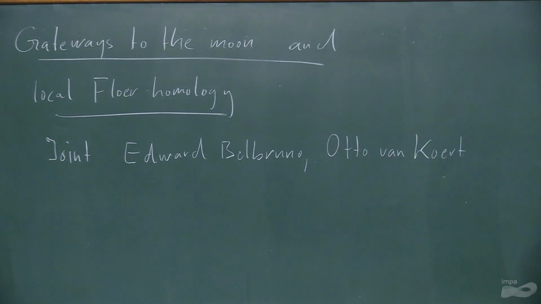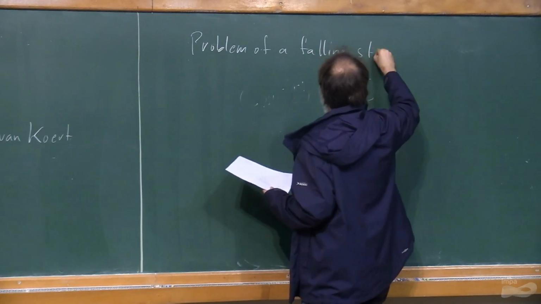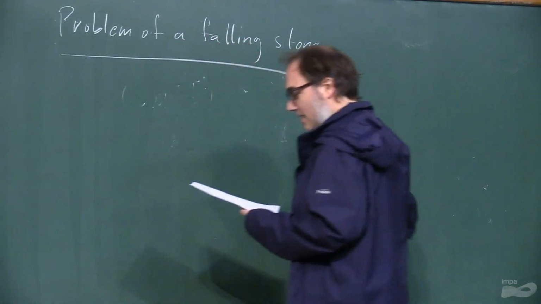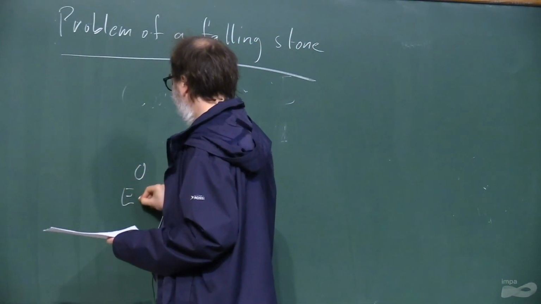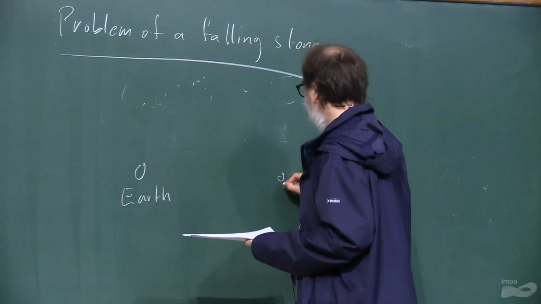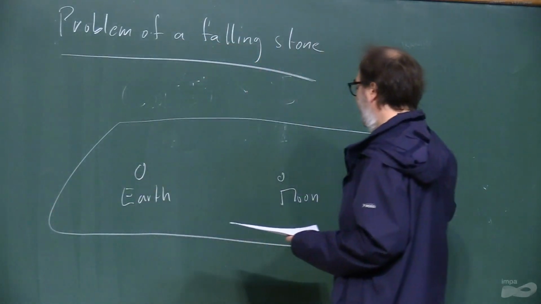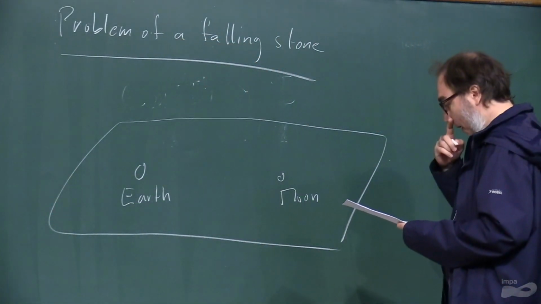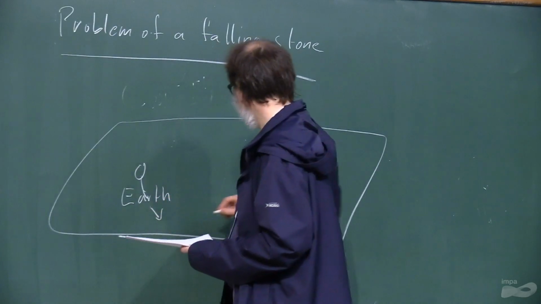Let me first start with the problem of a falling stone. So what is this problem? We have the following situation. We have here the Earth and here the Moon. The Earth and the Moon are in one plane, the ecliptic, and they move in this ecliptic. So the Earth moves and the Moon moves.